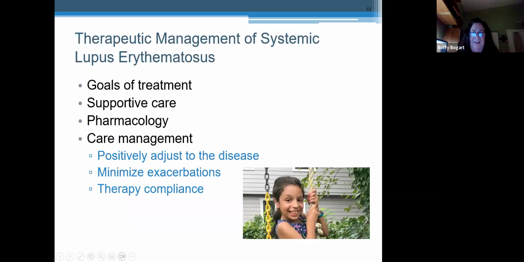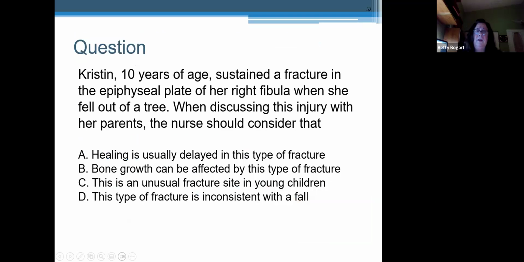Goals of treatment: these kids do get prednisone every day. They do get a low dose of it, and then maybe something else to help them. And again, every child gets a different sort of therapy. And again, it's compliance and minimizing sunlight.